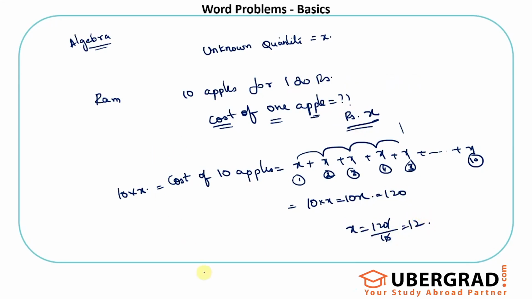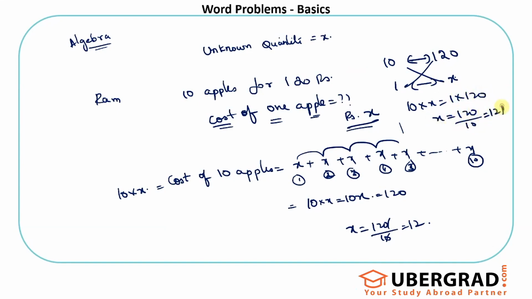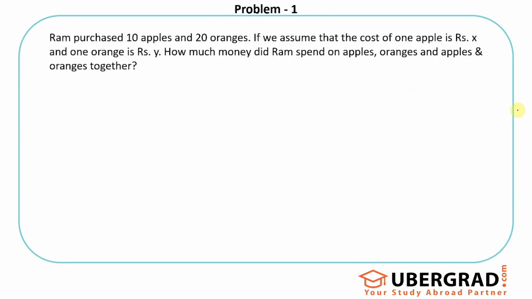This is a very detailed explanation, but if you're comfortable, you'll understand that 10 apples cost 120 rupees, and they're asking how much one apple costs. Take it as X rupees. Just do the proportionality, the cross multiplication: 10 into X equals 1 into 120. So X equals 120 by 10, which is 12 rupees. There are n number of ways to think about this, but as long as you get the basic concept, that should be fine. Let's look at some questions to make it a little clearer.